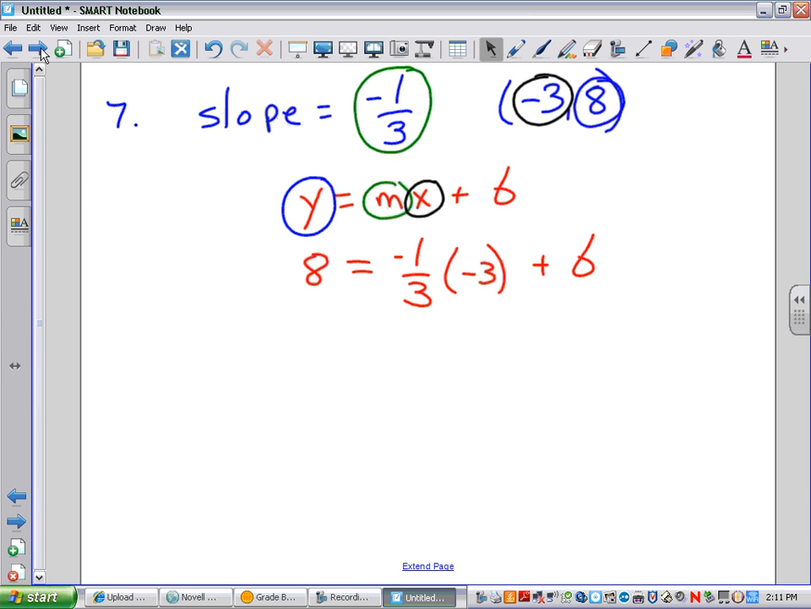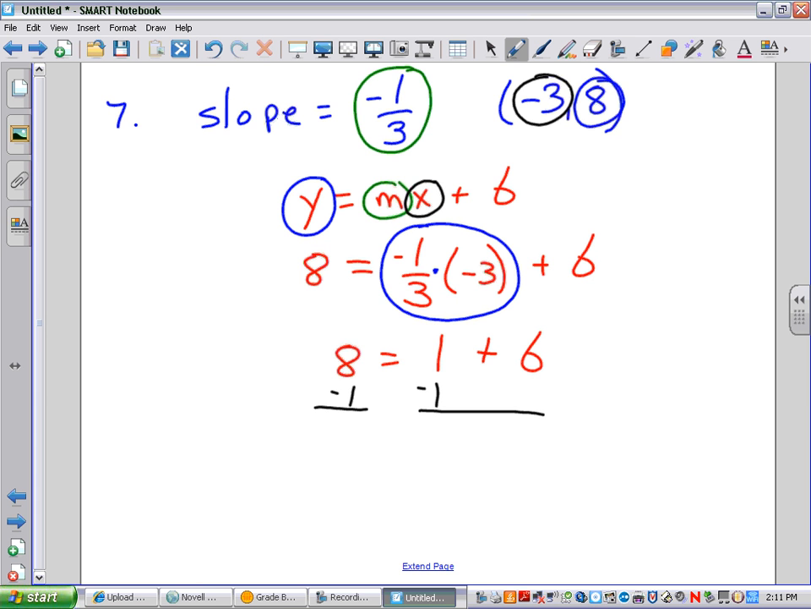We need to solve this equation. Well, what would be negative 1/3 times 3? Again, that's a times sign. We'll know that two negatives make a positive. 1/3 times negative 3, that'd be 1. So I would have 8 equals 1 plus b. And a lot of you know right now that b is going to be 7. Well, to solve that, you do this. Subtract 1, and you get 7 equals b. So I need to solve it for b, and I get an answer of 7.